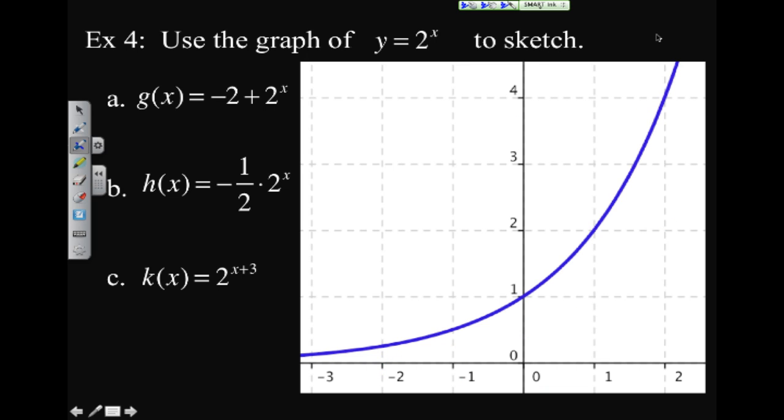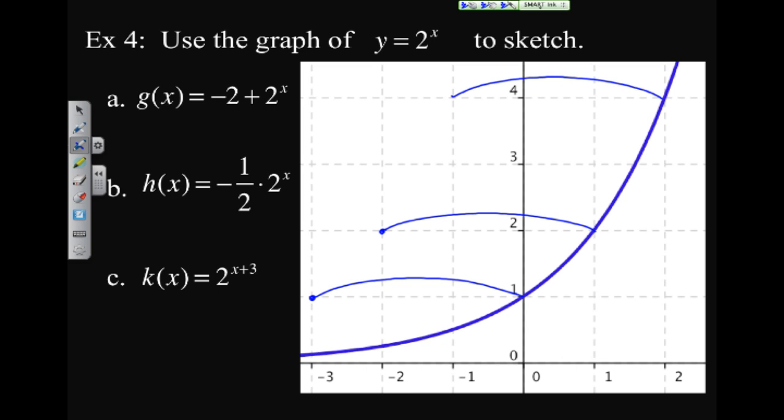Once again, back to the original one, and this one has k of x equals 2 to the x plus 3 power. Now here we're affecting the x, and remember, affecting the x moves left and right, and it always works the opposite of what you think. So if we're adding 3 to x, that's actually going to move it 3 units to the left. So this point moves to here, this point moves to here, this point moves to here, and you can see the whole graph gets shifted.